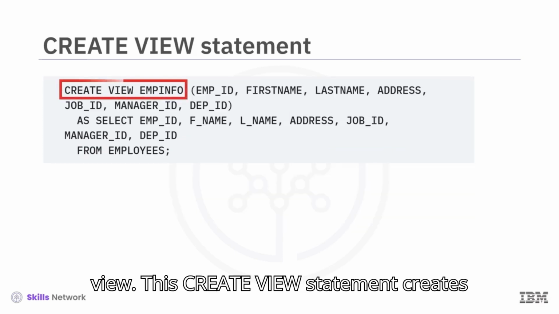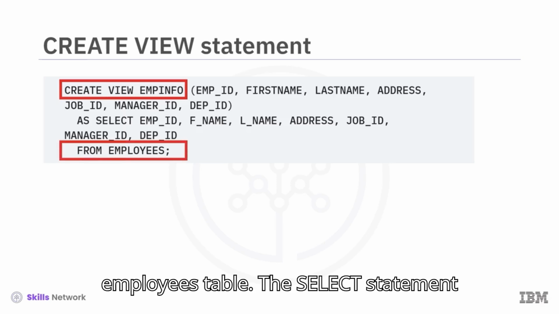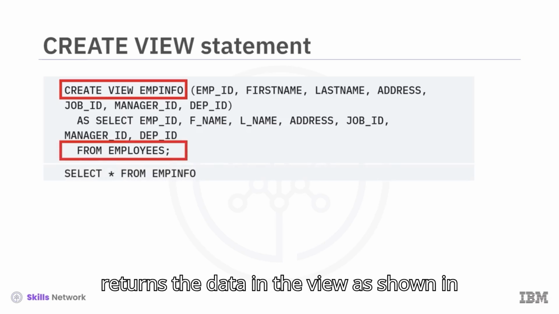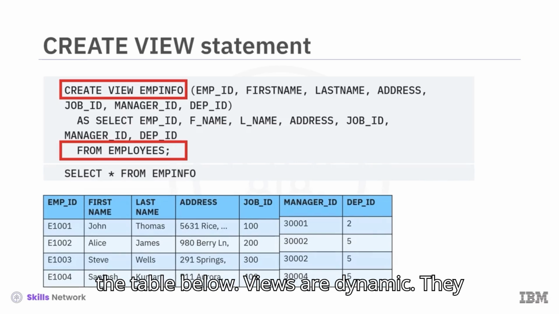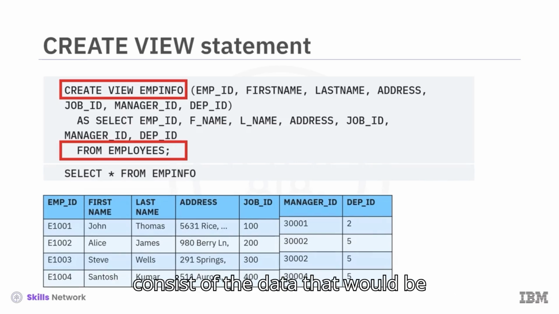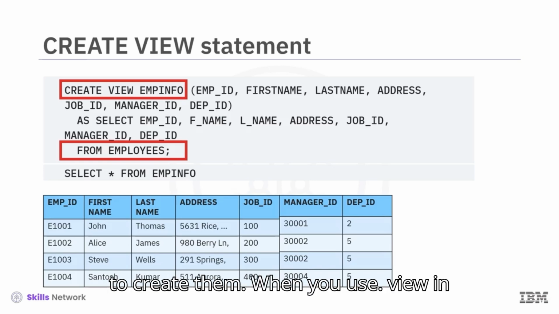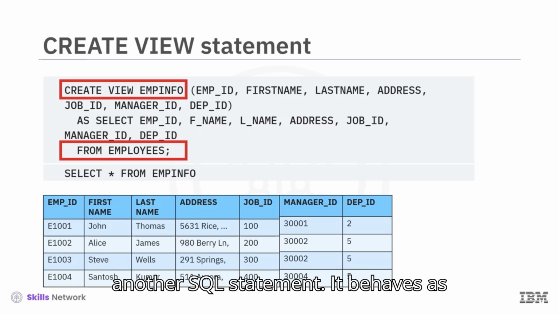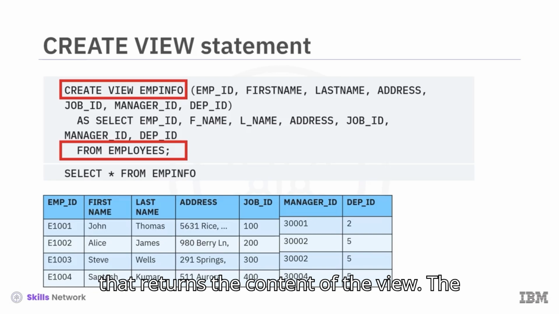This CREATE VIEW statement creates a view called EMP_INFO based on the employees table. The SELECT statement returns the data in the view as shown in the table below. Views are dynamic. They consist of the data that would be returned from the SELECT statement used to create them. When you use a view in another SQL statement, it behaves as though you have used a SELECT statement that returns the content of the view.